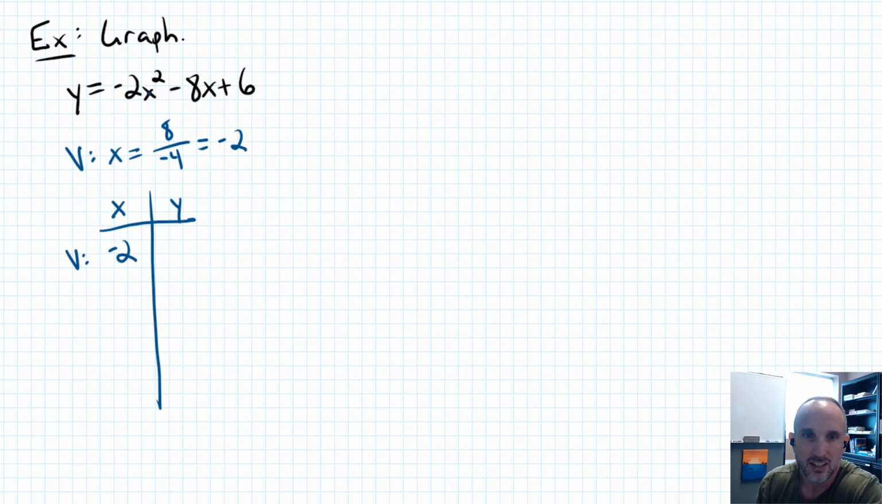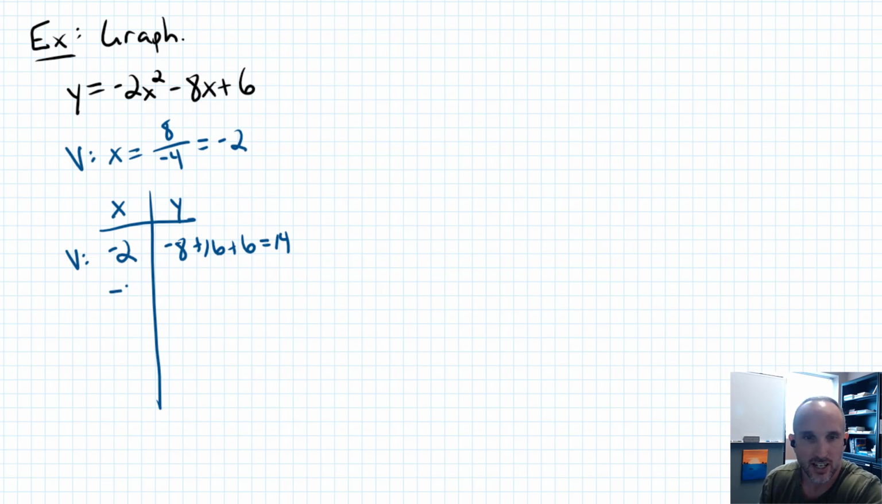So again, order of operations, negative 2 squared is positive 4 times negative 2 is negative 8, minus 8 times negative 2, which is negative 16. So minus negative 16 is plus 16 plus 6. So we get positive 8 plus 6, which is 14. So our vertex is (negative 2, 14).